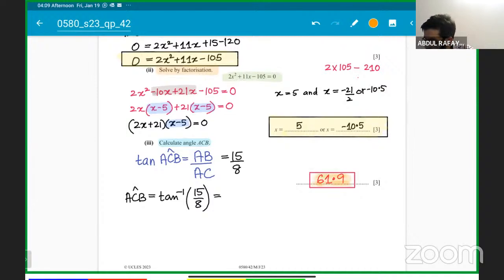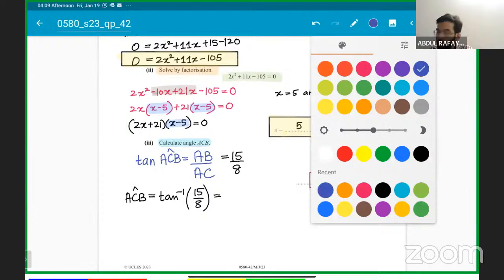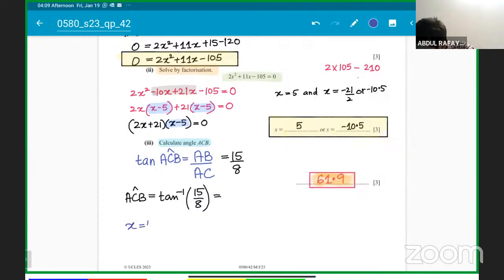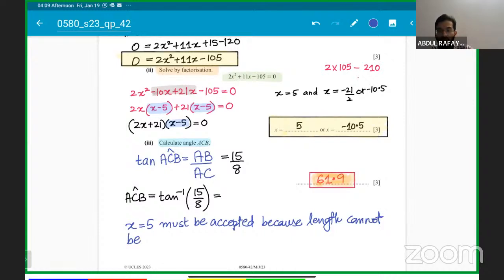Also make sure what you should be writing down here for the examiner to know how you got it. You must write before this that x equals 5 must be accepted, because length cannot be negative. Make sure you write this down so that it will give a good impression. There might be marks for this as well. Hence, 10.5 is not a possible value for x.